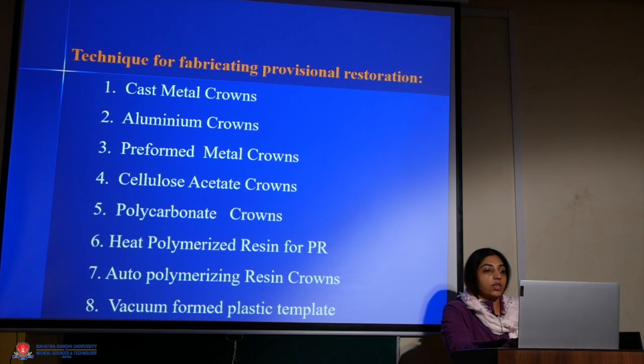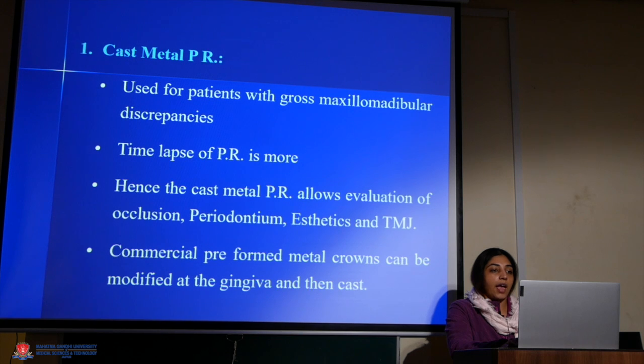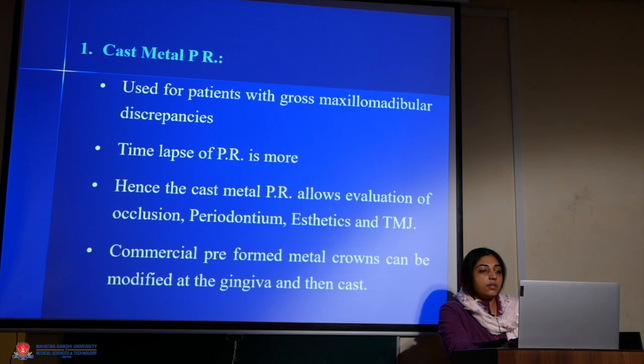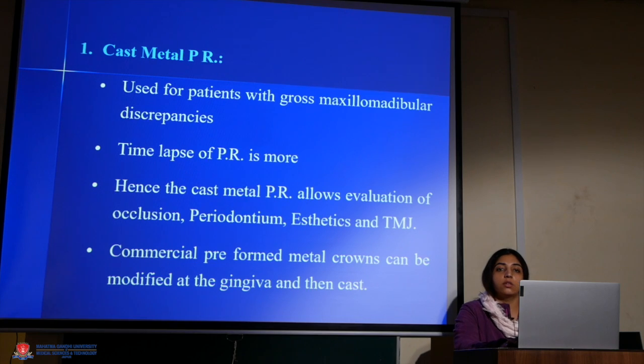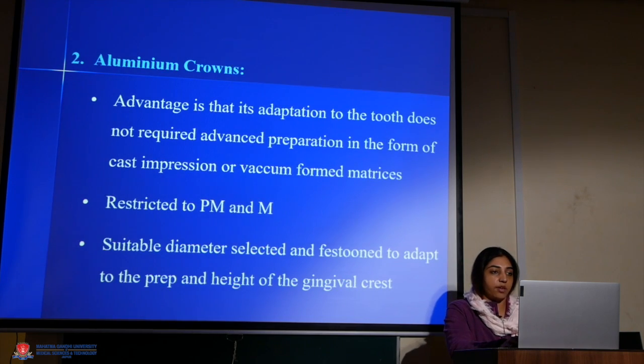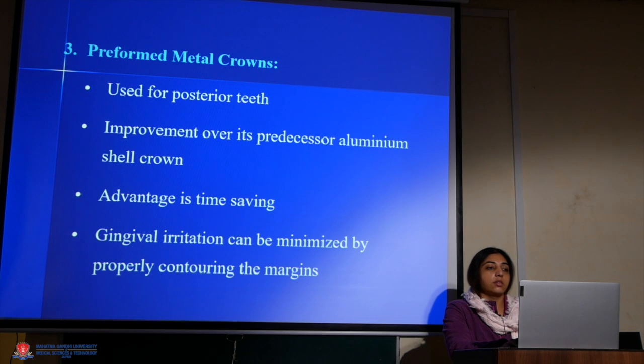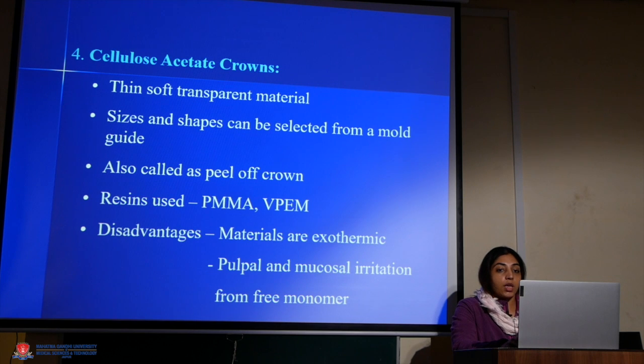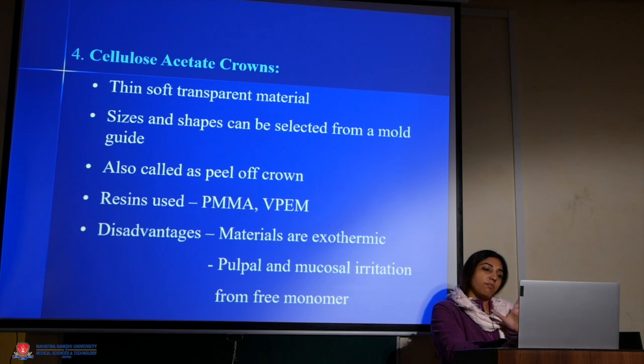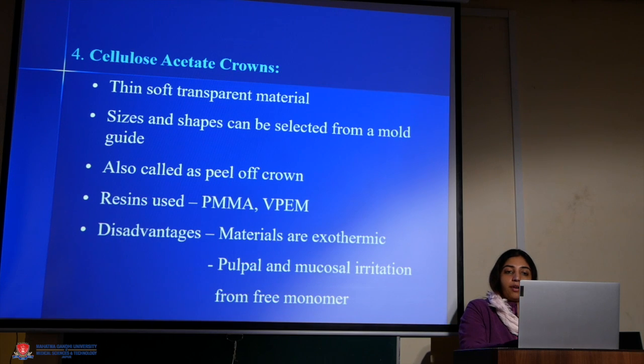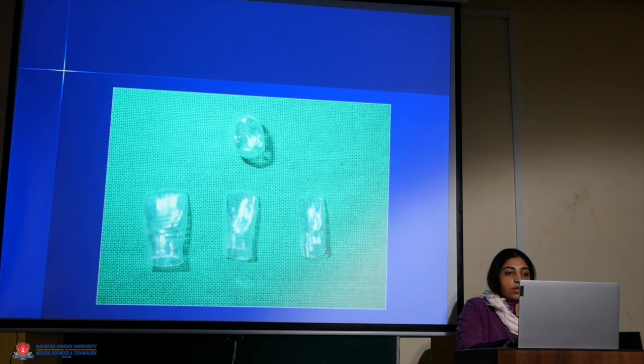When we are talking about the prefabricated versions, these are the various materials that can be used: cast metal crowns, aluminium, polycarboxylate, heat polymethyl methacrylates, autopolymerizing, and vacuum forms. Cast metals are not really used, more so for theoretical terms where you have prefabricated metals already available. Similarly, prefabricated metals in aluminium could be bought, but we generally don't use them. Cellulose acetate crowns may be used.